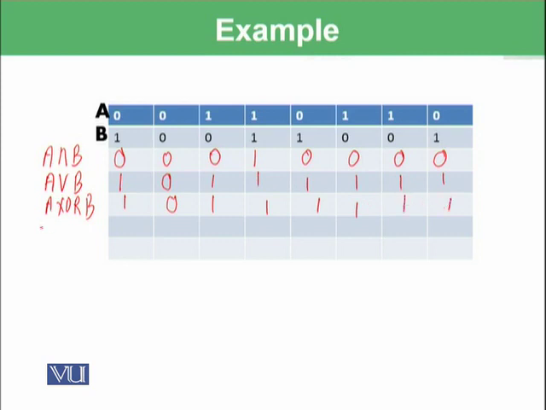And if you want to compute NOT of A, it will convert 0 to 1, 0 to 1, and this 1 will be converted to 0, 1 will be converted to 0, 1 0 0 1. And similarly NOT B would be: this 1 will be converted to 0, 1 1 0 0 1 1 0.